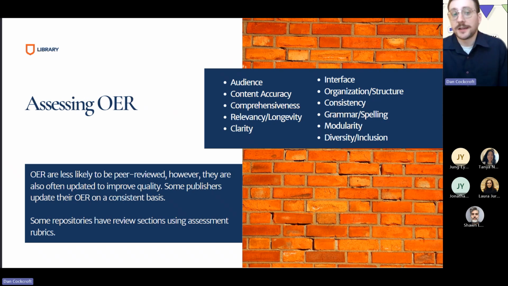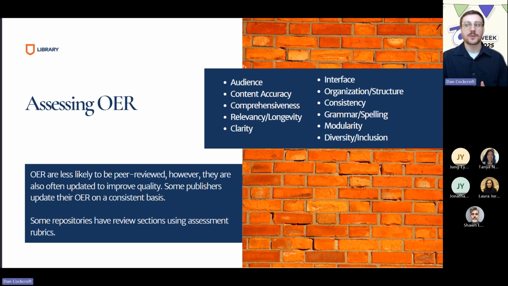Well, let's say you do find an OER. How do you assess it? Well, it's true that OER are less likely to be peer reviewed, at least in the traditional sense that we're familiar with in say, like a book publishing world. But they are often updated to improve quality. So I mentioned OpenStax has that errata program where they revise their textbooks every year, which is amazing. Other publishers will release a new edition every couple of years, so those are always good to keep an eye out for.